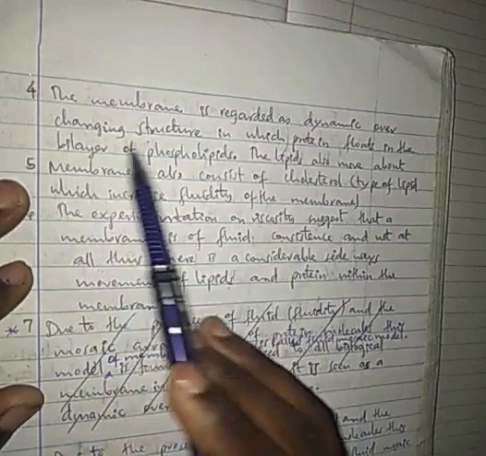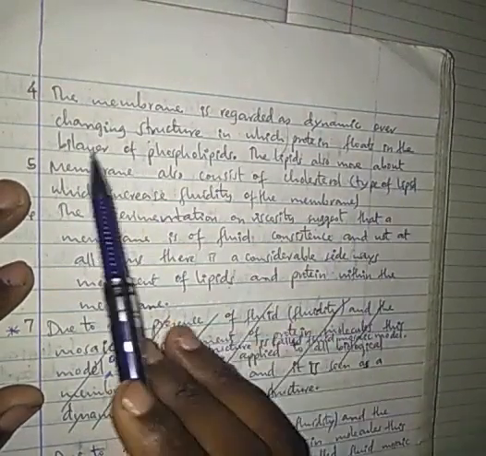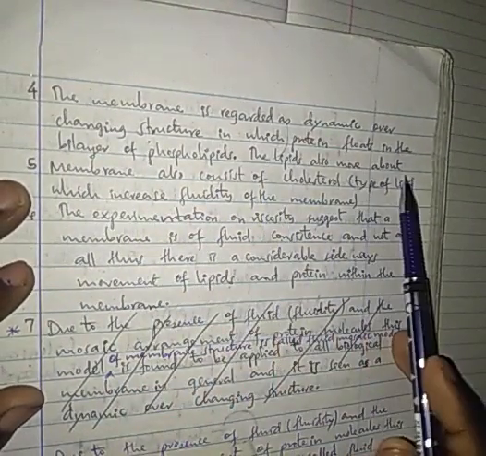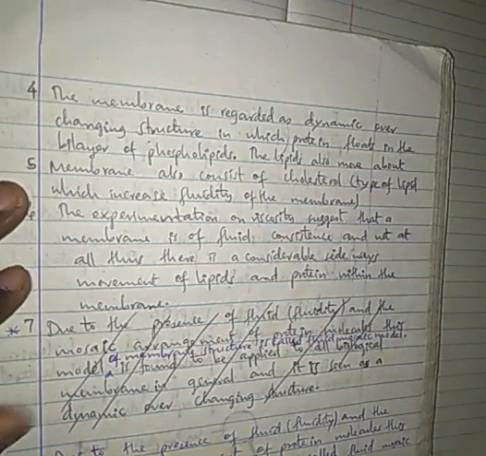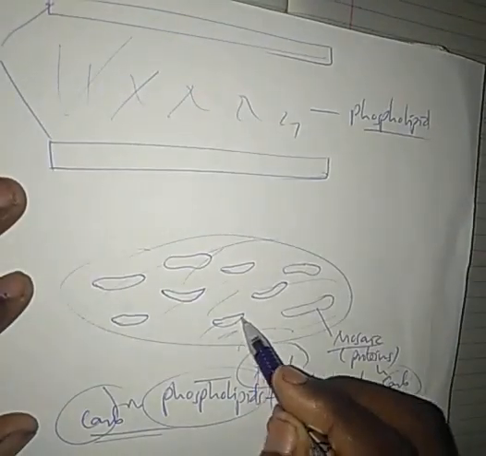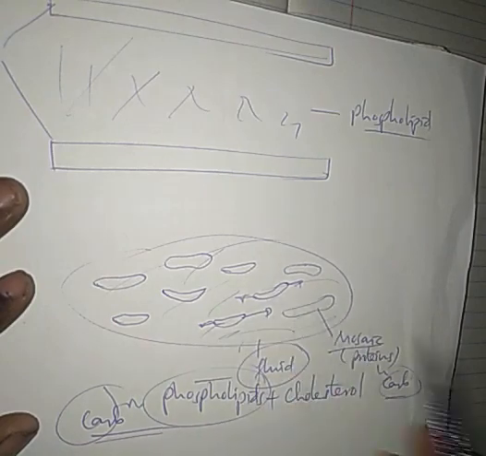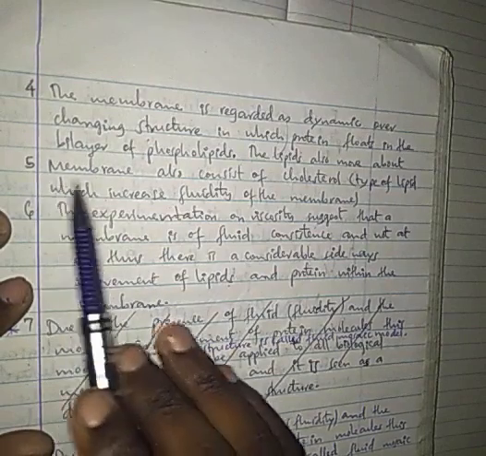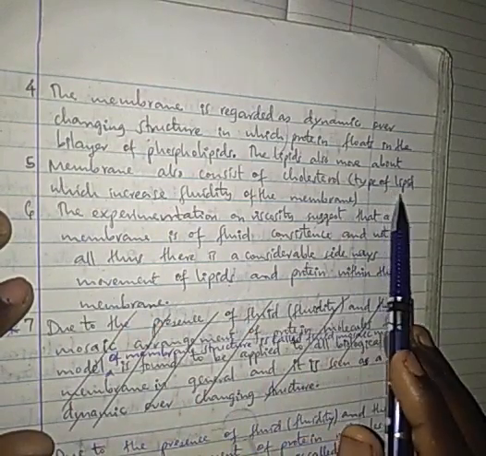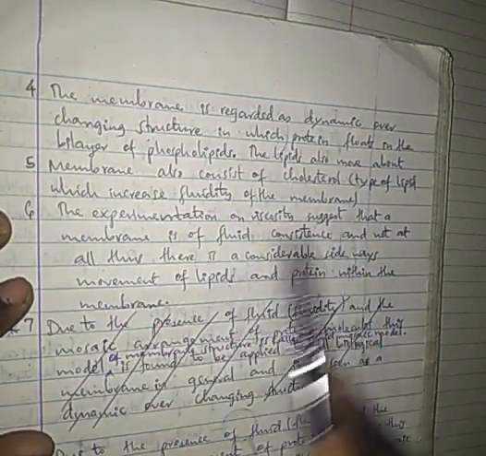But idea number 4 here, the membrane is regarded as a dynamic, changing structure, in which each protein floating in the barrier of lipids also moves about. Kama nilivyokuambia hapa kwamba hizi boti ni kama zina-move tu hapa kwenye maji. Kwa ni kama zinakuwa mosaic. The membrane is not static, it is dynamic, because these mosaic which are proteins just move over the phospholipid barrier. The membrane also consists of cholesterol, a type of lipid which increases fluidity of the membrane.